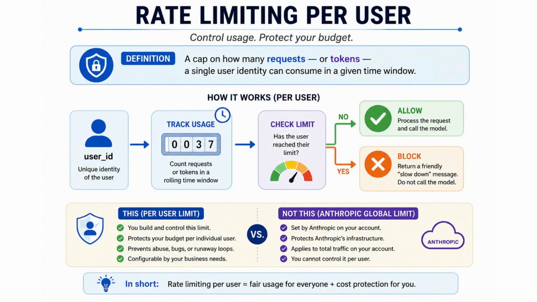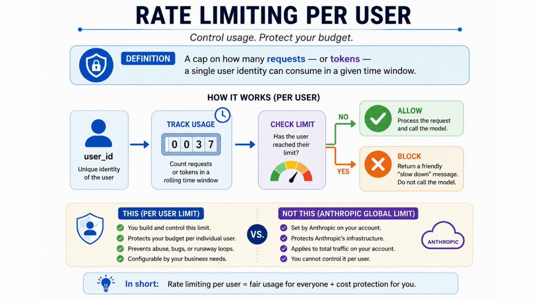Rate limiting works by tracking each user's activity individually. Every user has a unique user ID. Whenever they send a request, the system increases a counter for that user. The counter measures either the number of requests or the number of tokens used within a specific time window, such as 1 minute or 1 hour.